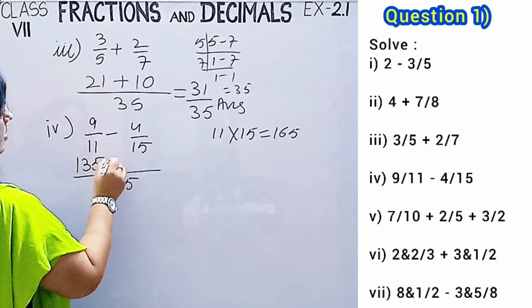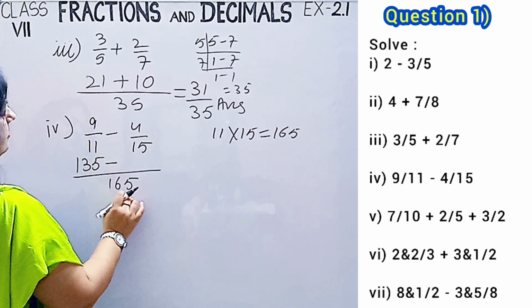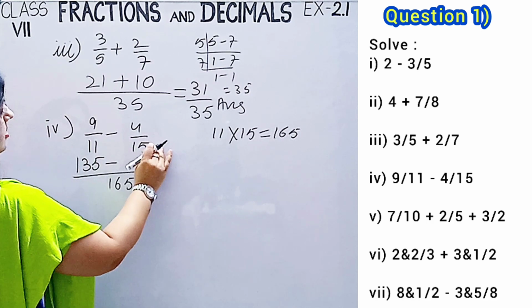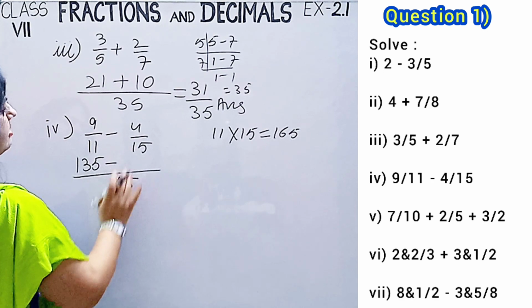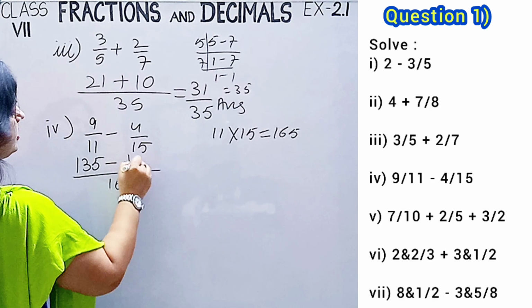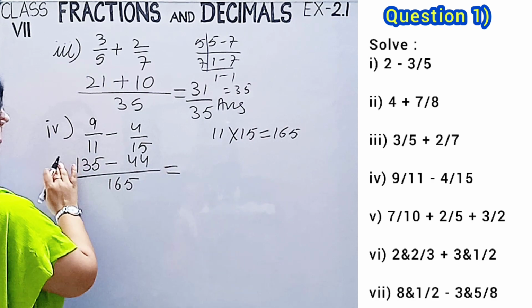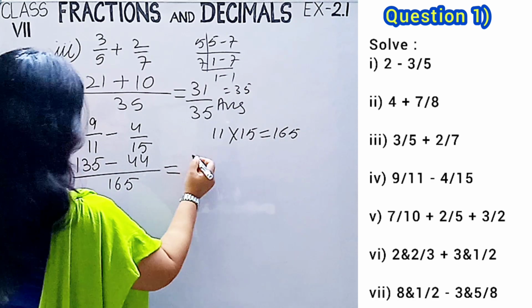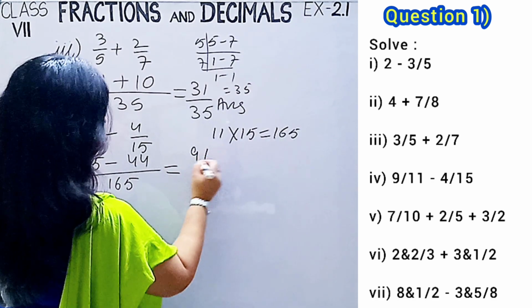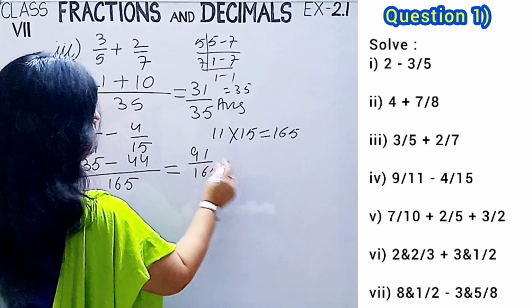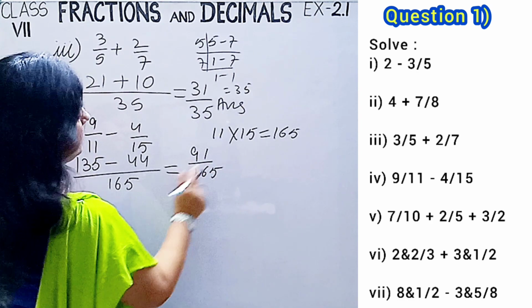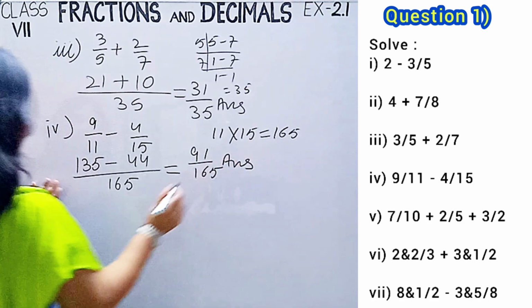135. Minus 165 will be divided by 15. We get 11. 11 will be multiplied with 4. 44. After subtracting, we get 91 upon 165. This is also a proper fraction answer.